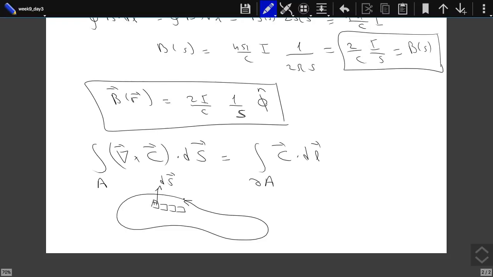In general, ds has these two possibilities. It can be either upward or downward. dl also has two choices, either clockwise or counterclockwise. But if they are consistent, an upward ds comes with a counterclockwise dl, and a downward ds comes with a clockwise dl. So that is something you have to pay attention to.